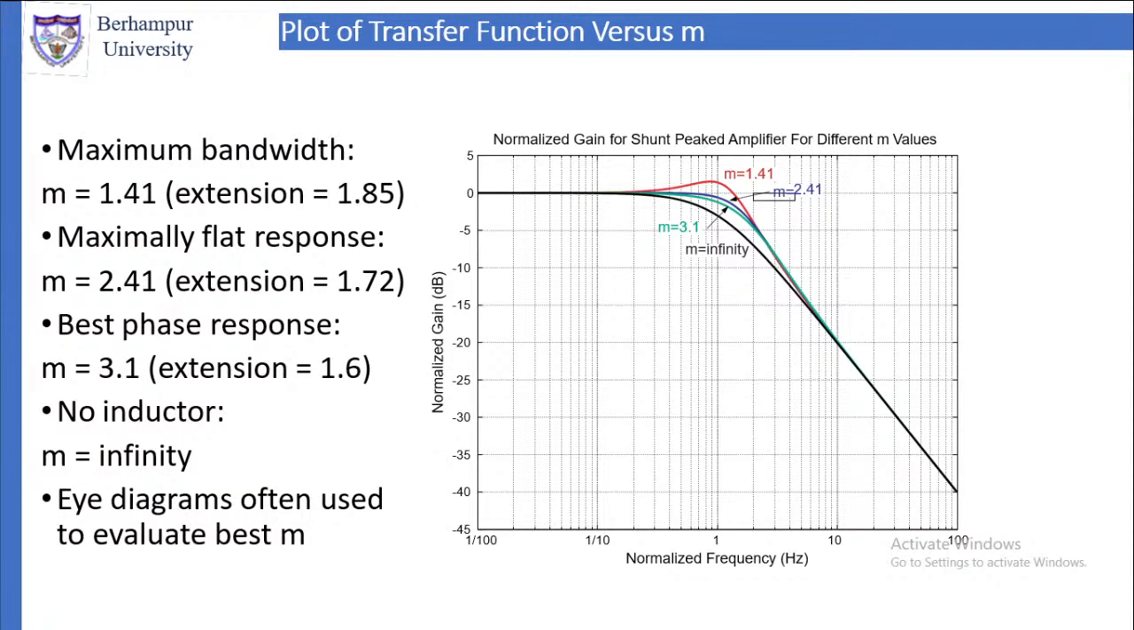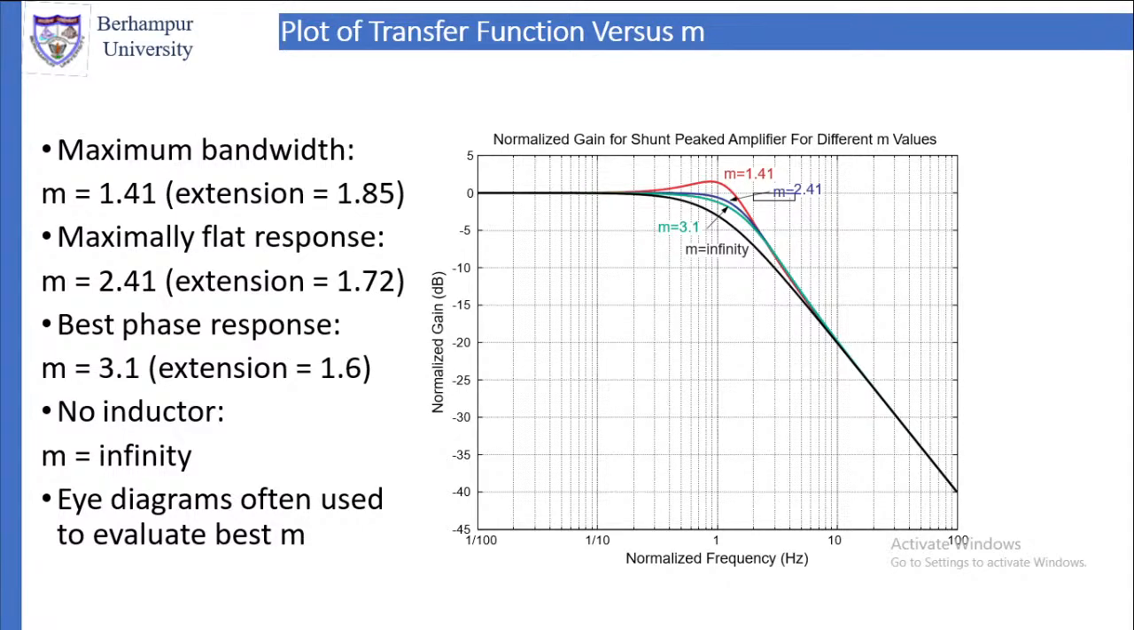Then we look at the phase response. The best phase response that we get is for M is equal to 3.1. If M is equal to 3.1, extension is 1.6. Omega 1 by omega 2 is equal to 1.6, but that gives you the best phase response. There is no phase distortion. In the other two cases, there can be phase distortion.